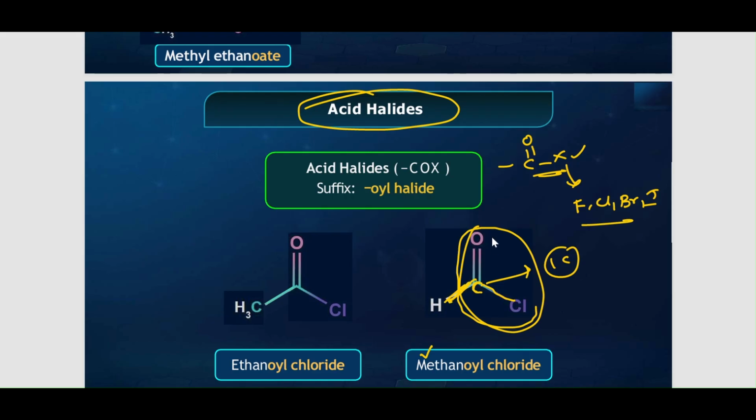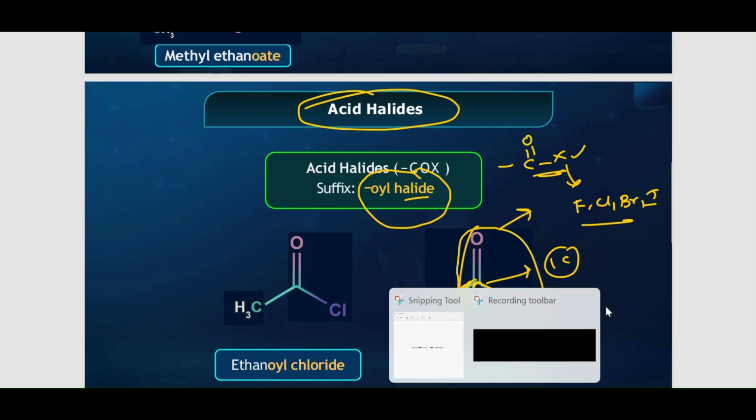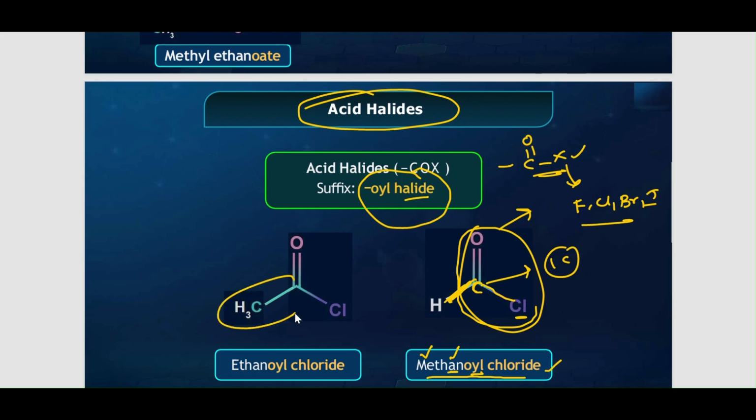Here it is carbon. This is the functional group, right? So here carbon-hydrogen having single bond, therefore "ane". This is the primary suffix, and the secondary suffix is oyl halide, right? Here the halogen used is chlorine, so we will write it as chloride. So methanoyl chloride. Like here, 2 carbons are there with C double bond OCl, so it is called ethanoyl chloride.